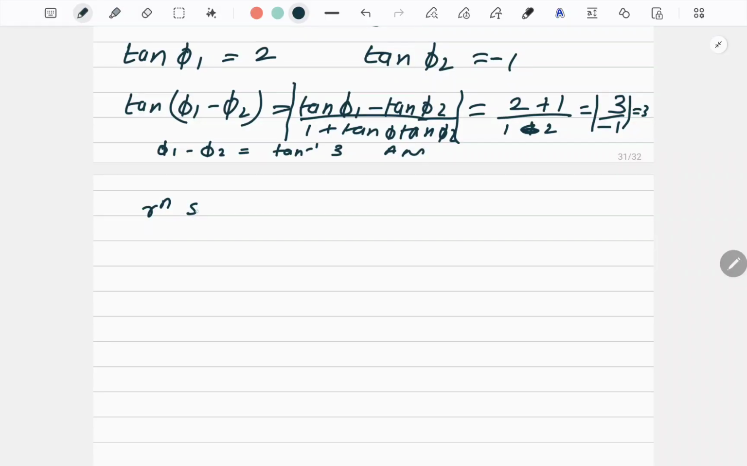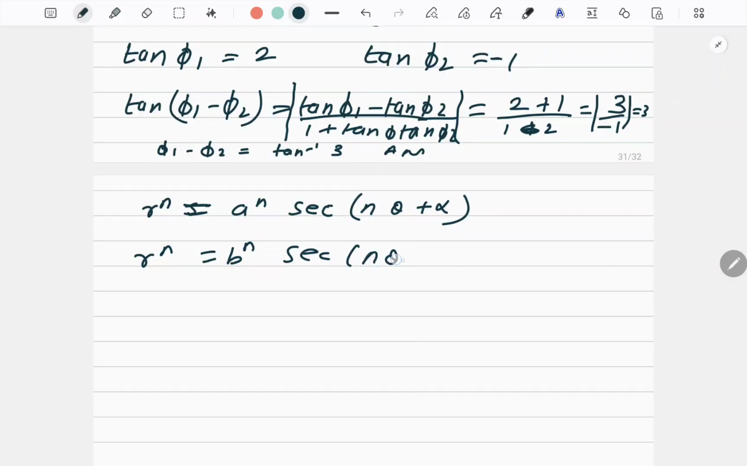I'll just write down one question, we won't solve it. I'll just write it down for you. If you want to practice, you can do. But from the exam point of view, this is not very important. So r to the power n is equal to b to the power n secant n theta plus beta. If you want to find the angle between these two, just simple secant is there. So their differentiation will come. When you solve, you will get the answer beta minus alpha. So if you are able to do this question, it means you are totally clear with the differentiation concept and this concept.